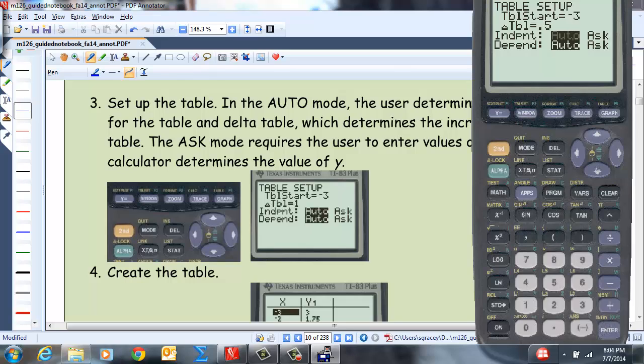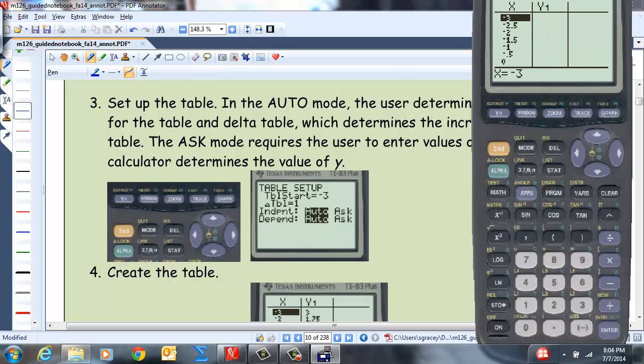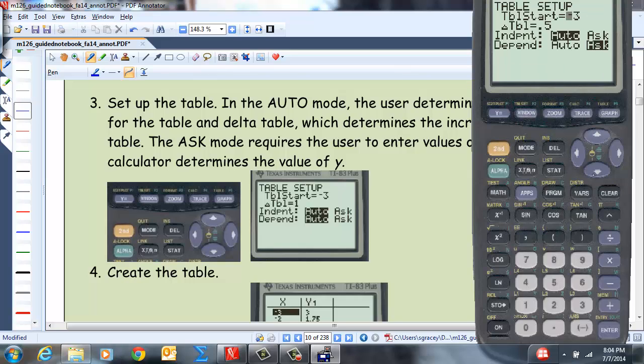So by the way, when it's highlighted, it means that the black is the highlight, so you'll see white letters. So I'll go to the dependent variable, Ask, and let's look at what that does for our table. See, the x is automatic. That was kind of funky, huh? Let's set them up as both Ask and see what happens.